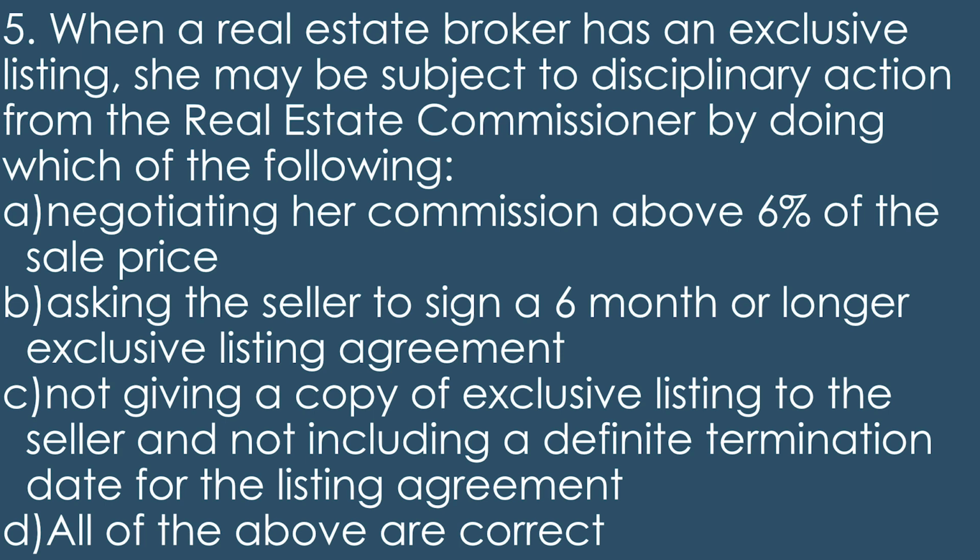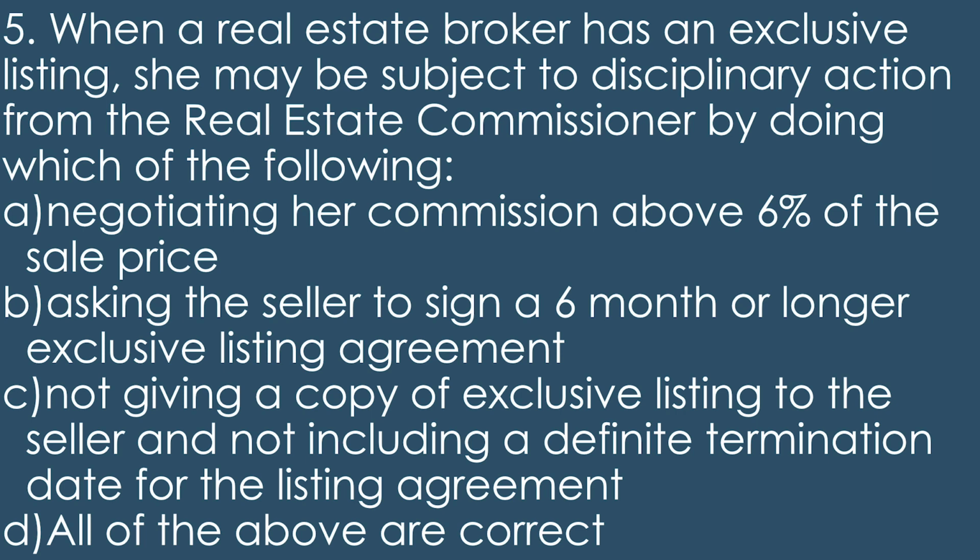So negotiating the commission above 6% of the sale price. Doesn't matter. You can negotiate it for as much as you want. That is between you and your principal. Now, if it is a residential property of 1 to 4 units, you do need to disclose this negotiability of commissions, but the commission amount is not set by law. So if you get 20%, more power to you. It is not something that would be disciplined. However, would the commissioner get involved if the improper disclosure of the negotiability of a commission? Yes, but not the actual commission percentage.